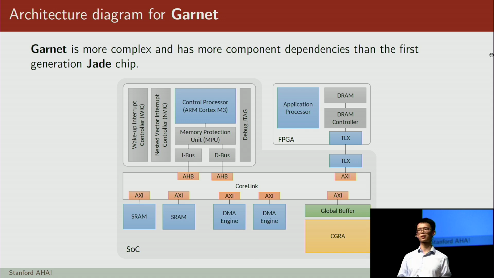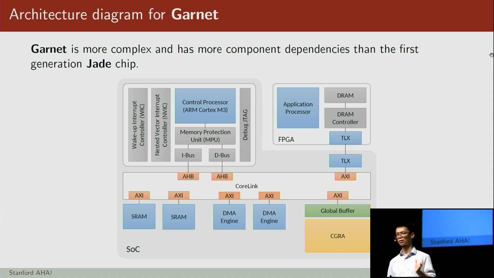So using these three new DSLs and the Gemstone framework, we designed our next generation chip we call Garnet. Garnet is more complex and has more component dependencies than the first generation chip we have. If you look at the architecture diagram below, especially the bottom right corner, this is a CGRA chip that we improved upon from Jade. But we also added more SoC components.